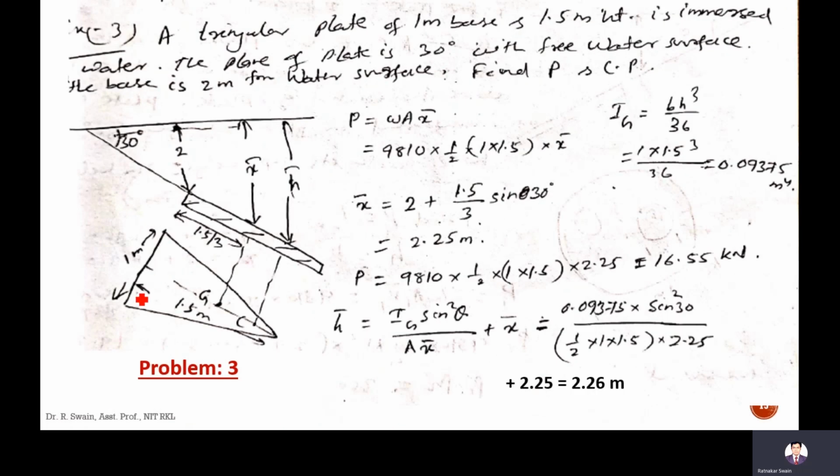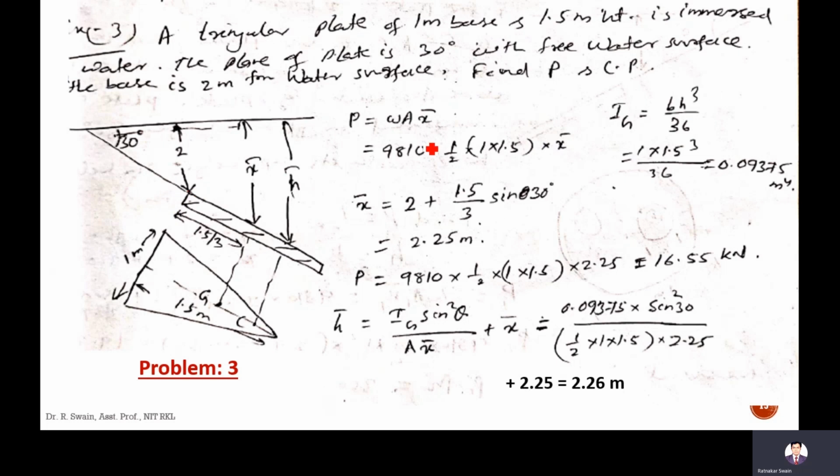Here a triangular surface, it is inclined at 30 degrees. The depth here is 1.5 meter. The base width is 1 meter. It is saying that a triangular plate of 1 meter base and 1.5 meter height is immersed in water. The plane of the plate is at 30 degrees with the free water surface. The base is 2 meter from the water surface. Find the total pressure and center pressure.